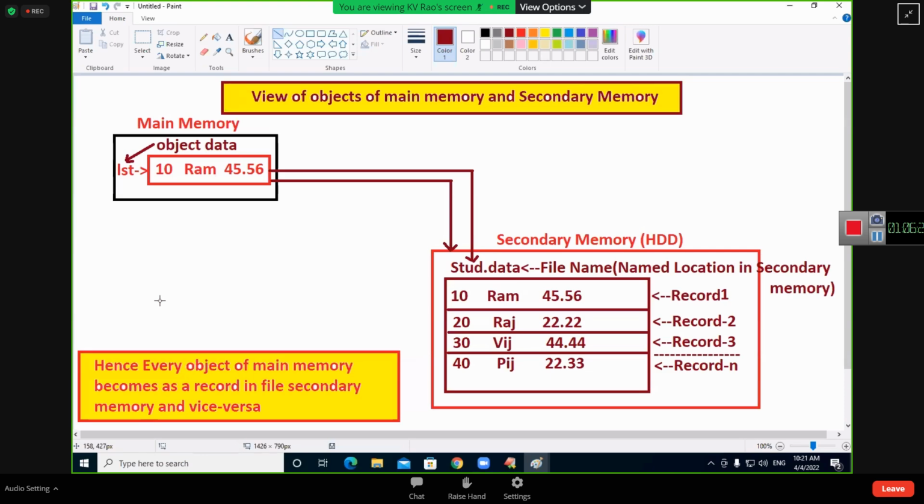Object data, see the diagram on the screen. Object data is present in main memory. Where are you transferring it? To a file of secondary memory. Only secondary memory is permanent. By default, the object of main memory will not be stored. The object data is stored permanently in files of secondary memory. That is called the write operation. Writing. Simple.